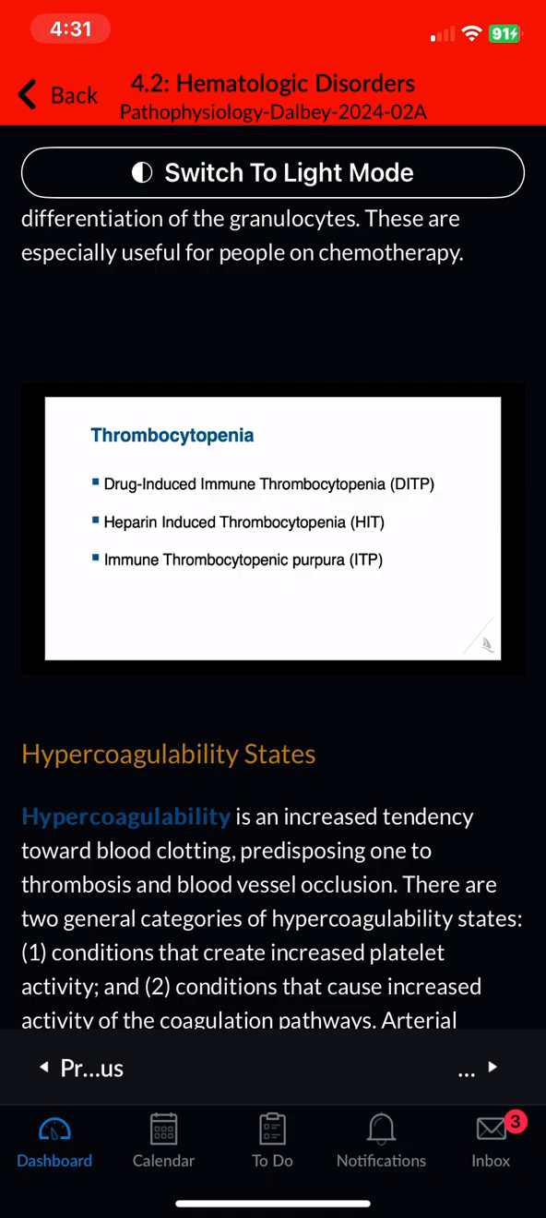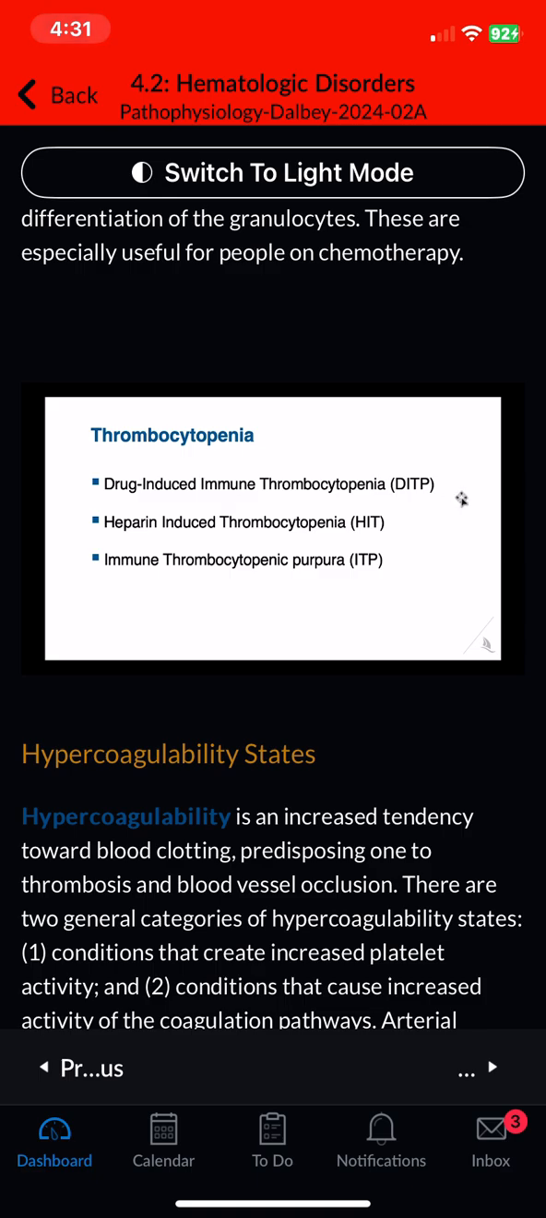Thrombocytopenia is a condition resulting from the decrease in the number of platelets from either a decrease in production, an increase in their destruction, sequestration in the spleen, or even blood loss. So it can cause generalized bleeding. And there are different types of thrombocytopenia with differing causes.